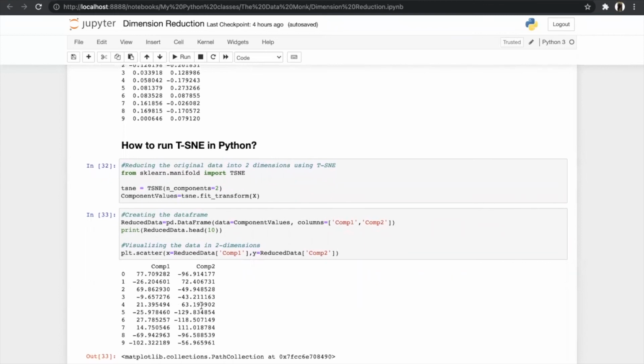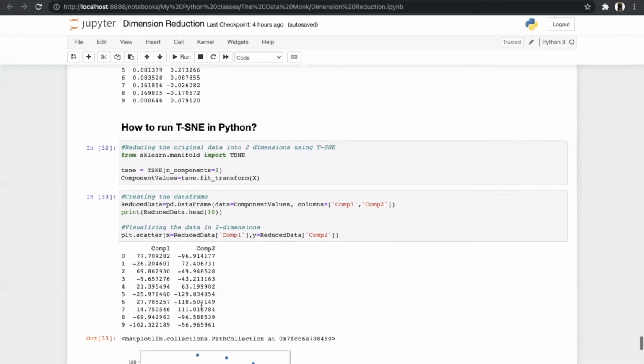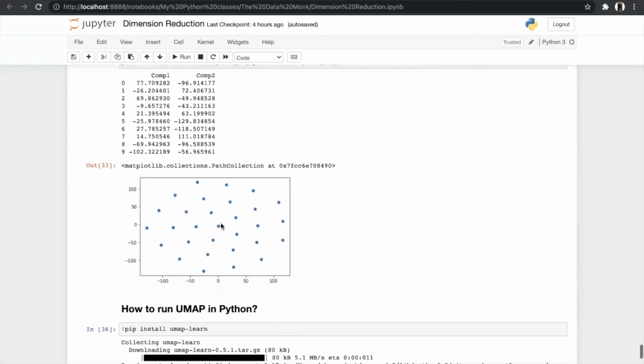Then after printing the head of our data, we will visualize the data in two dimensions, as the main function of t-SNE is to visualize the data. As you can see, this is the visualization of our data. They are all our data points, and we have reduced our data into two dimensions, on the y-axis and x-axis, and then we are able to visualize the data. So after seeing the code for t-SNE, we will see how to run UMAP in Python.